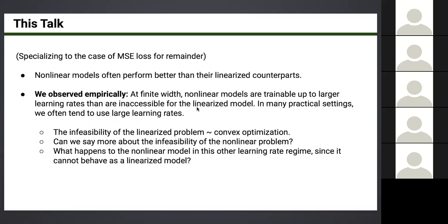Another observation was one that maybe people knew but wasn't appreciated as much, which is that nonlinear models are also trainable up to larger learning rates than are accessible for the linearized model. And in many practical settings, we tend to use large learning rates. Now, whether those large learning rates actually fall into this very nonlinear regime, or they fall closer within this bound that I described, is unclear to me. But there is a regime of larger learning rates which the linearized model simply can't access, and we do sometimes train in that regime when we choose hyperparameters.